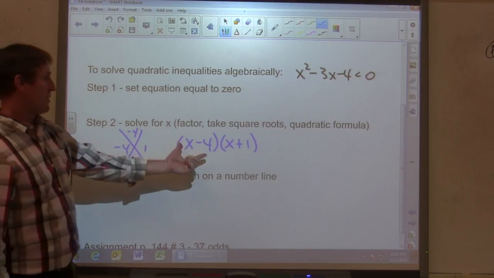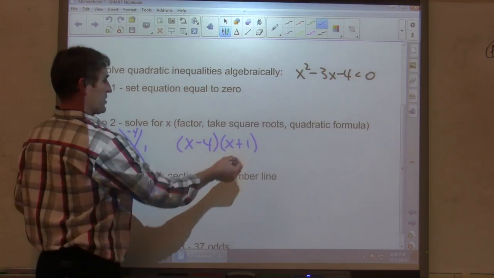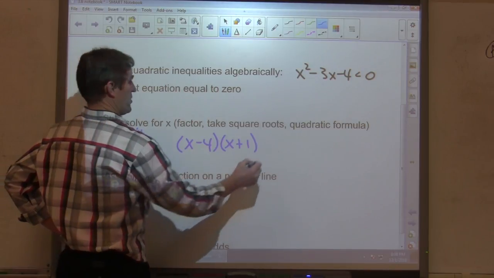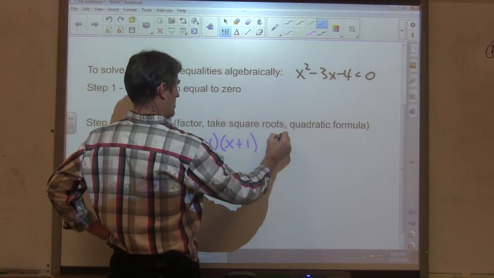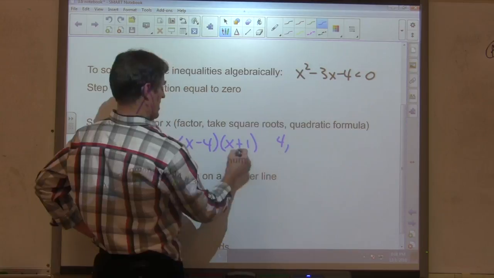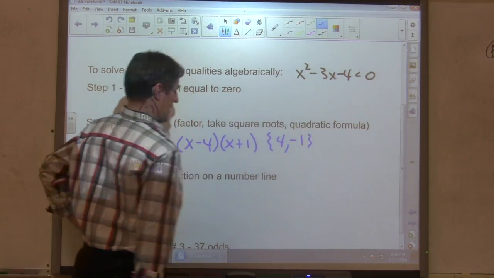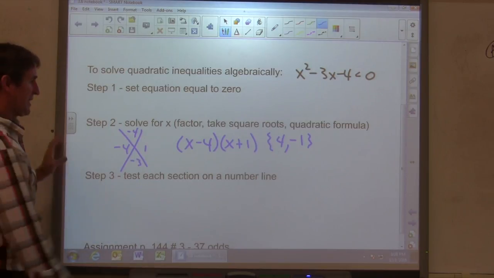So remember, to solve this, set them equal to 0 and solve, where the shortcut is the opposite of this, divided by the number in front. So my values for x are 4, and then the opposite of this would be negative 1. So those are my answers. And so then we test it on the number line.